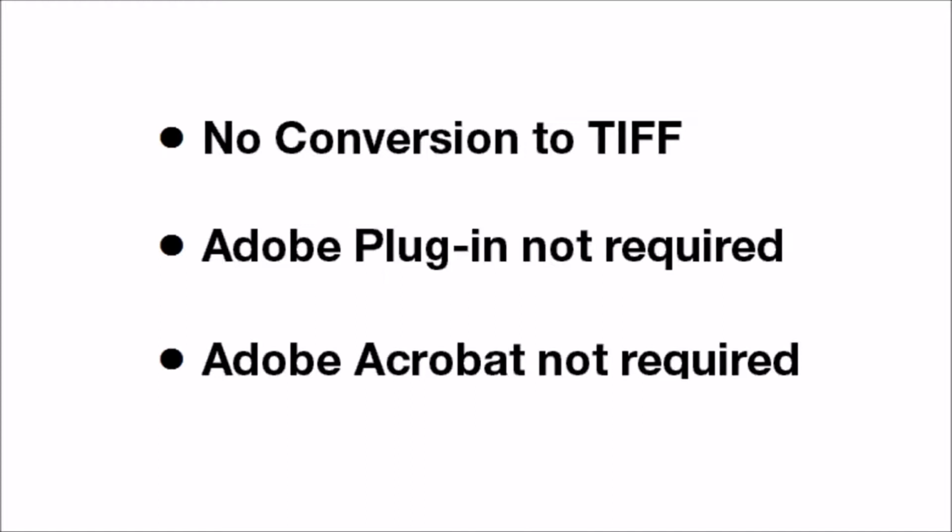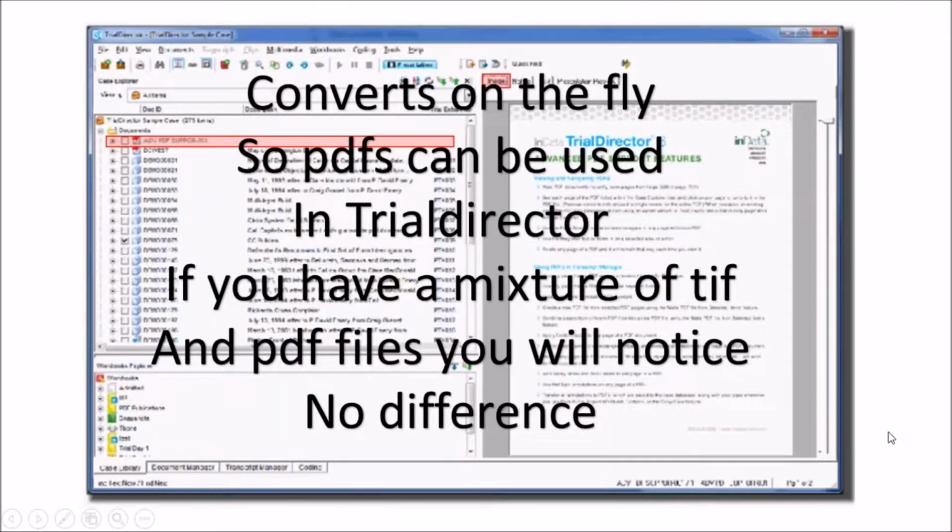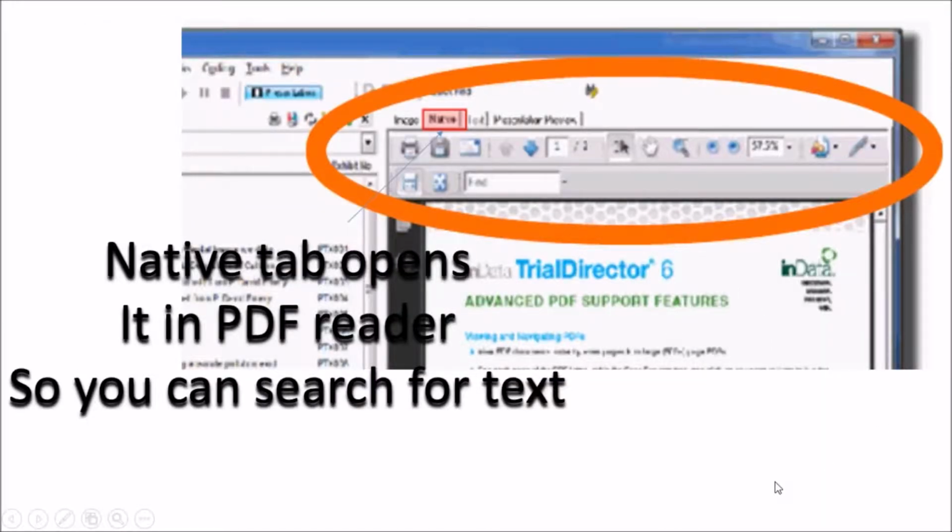One of the advantages of the PDF format is that you don't have to convert it to a TIFF file. The Adobe plugin is not required in TrialDirector, and Adobe Acrobat is not required either when you bring these PDF files into TrialDirector. Also, TrialDirector converts on the fly, so PDFs can be used in TrialDirector. If you have a mixture of TIFFs and PDF files, you'll notice that there's no difference in the way they work in the application. And then the native tab opens in PDF Reader, so you can search for the text.